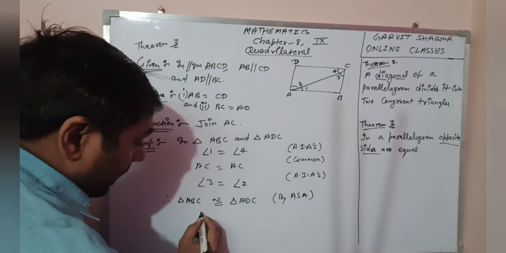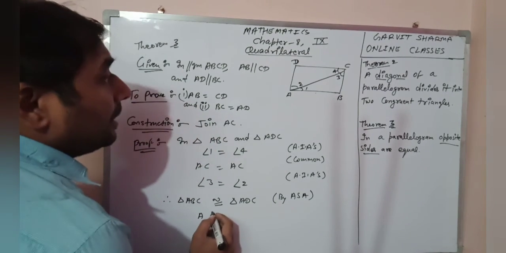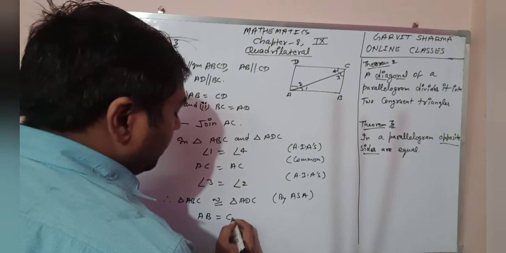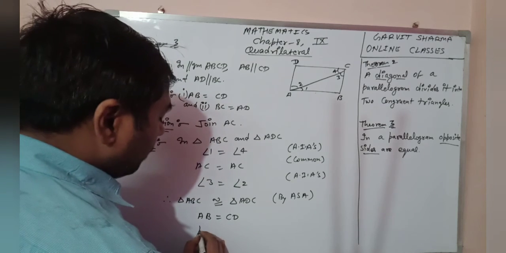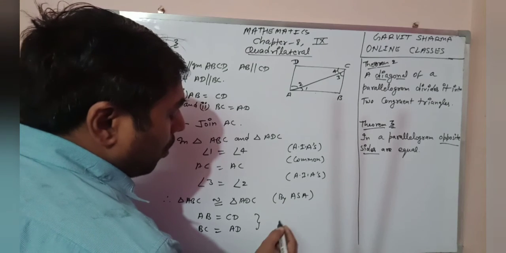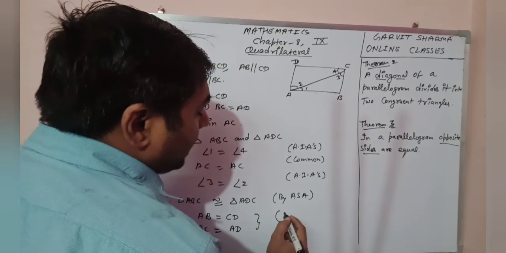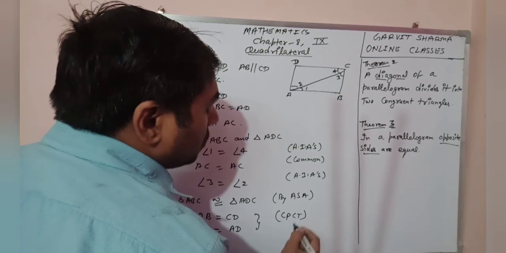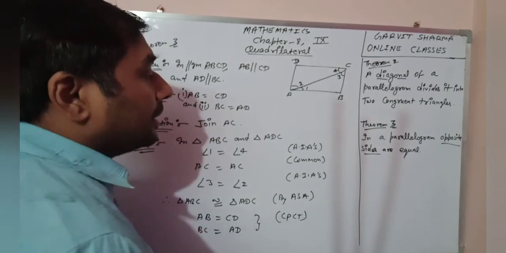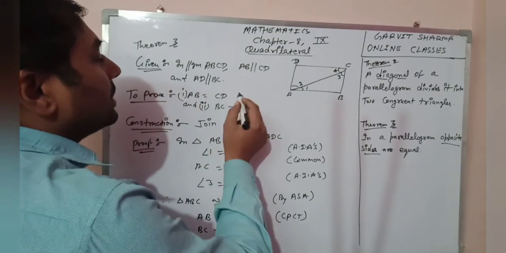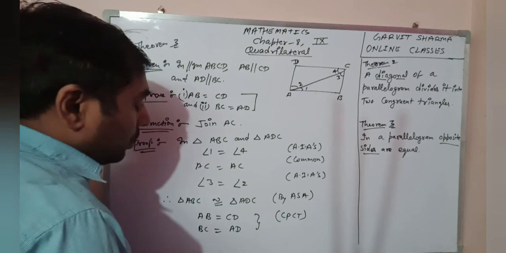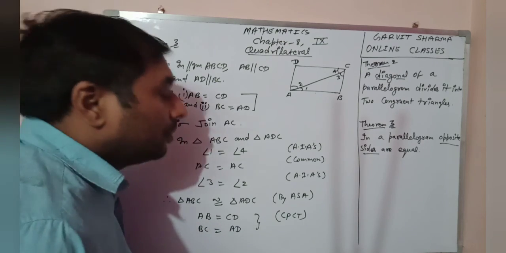And so AB will be equal to CD and BC will be equal to AD. But how? Both of these will be equal by CPCT, corresponding parts of congruent triangles. Hence, we have proved both AB is equal to CD and BC is equal to AD.